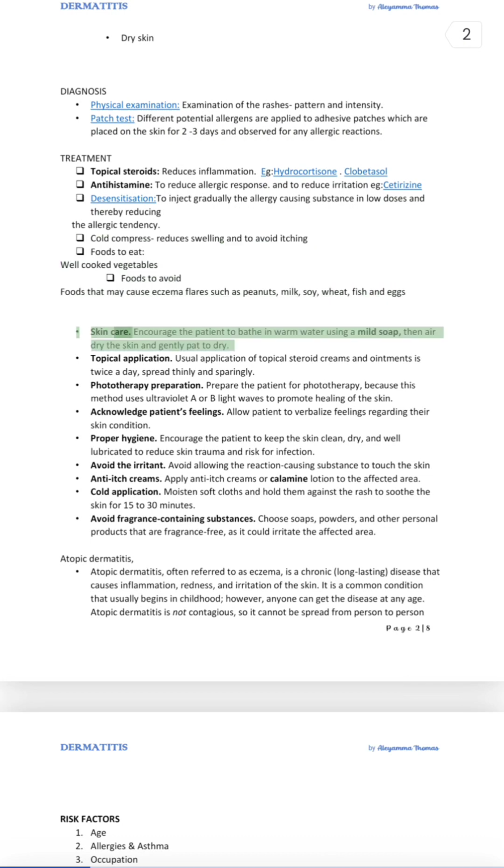Skin care. Encourage the patient to bathe in warm water using a mild soap, then air dry the skin and gently pat to dry. Topical application: usual application of topical steroid creams and ointments is twice a day, spread thinly and sparingly. Phototherapy preparation: prepare the patient for phototherapy because this method uses ultraviolet A or B light waves to promote healing of the skin.